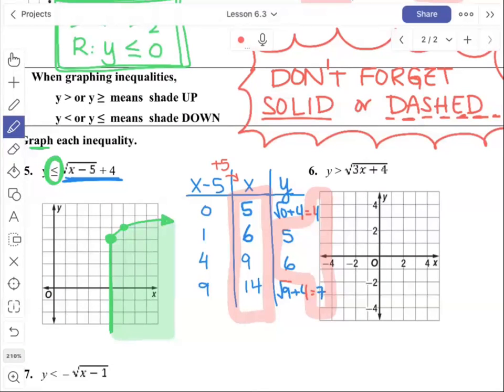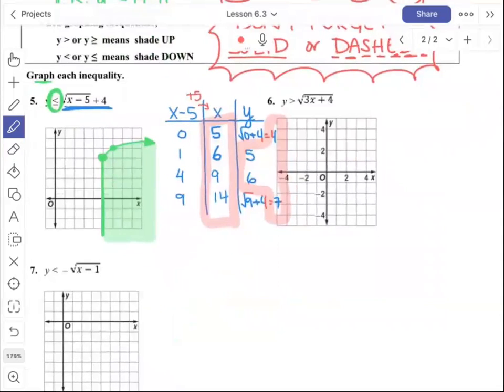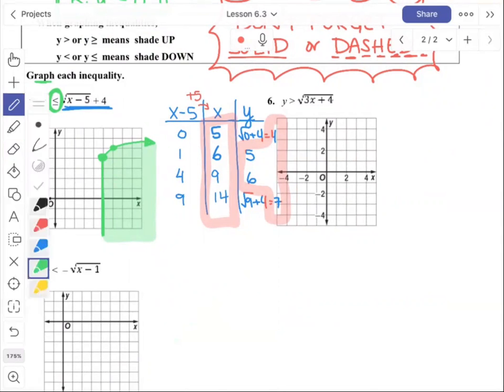All right, questions? Let me know, put in the chat or unmute yourself. Miss L, I have a question. Go for it. When you were plugging in the points to get the y coordinate, why didn't you plug in 5, 6, and 9? Because aren't those the x? What did you plug in to get the y coordinates?